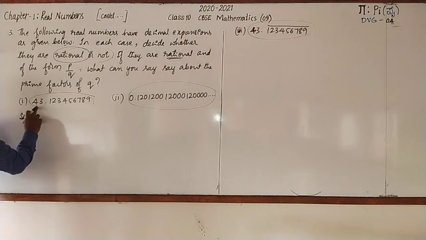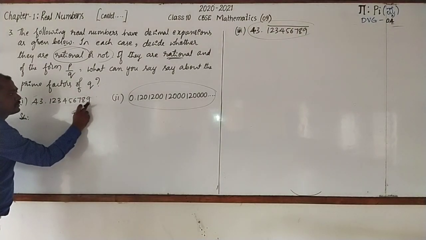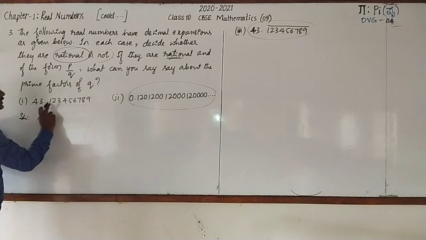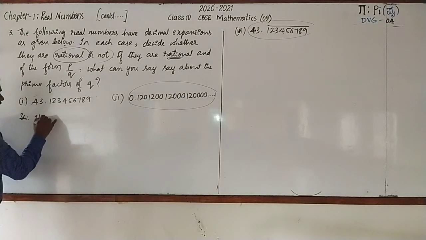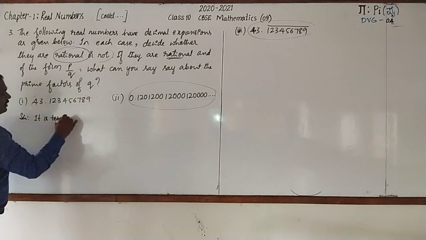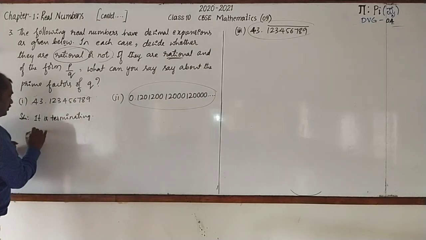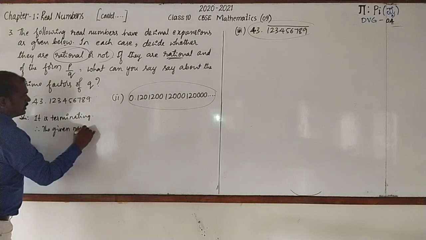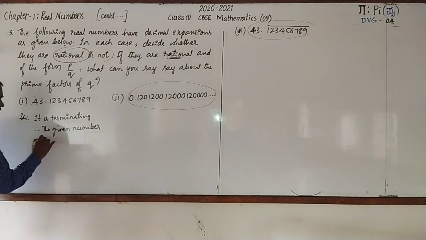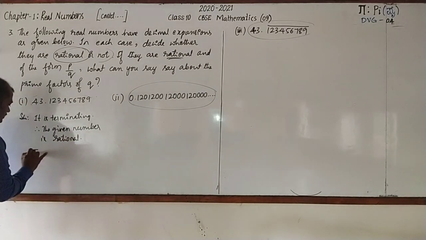Now you see that here in the decimal part there are countable number of digits: 1, 2, 3, 4, 5, 6, 7, 8, 9. Nine digits are there. So we can say that it is terminating, or the given number terminates. Therefore, the given number is what do you say? Rational or irrational? It is rational. Answer for the first question.